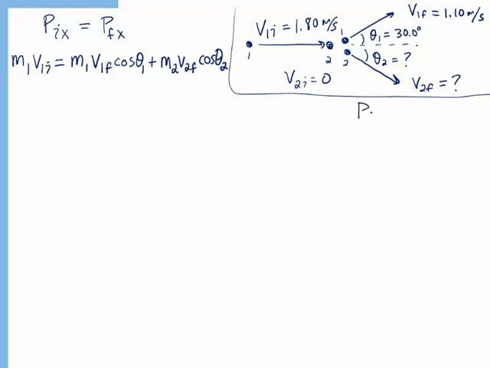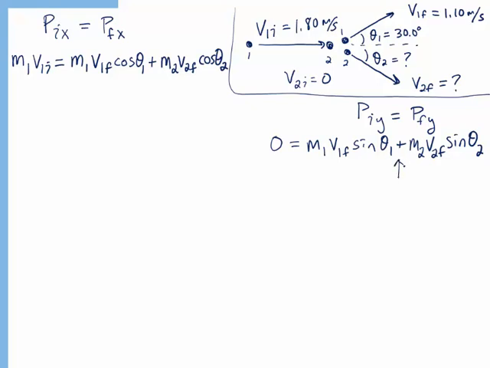In the y direction, we have piy is equal to pfy. There is no initial momentum in the y direction. After the collision, object 1 has momentum m1 v1 final sine theta 1, and then object 2 has momentum m2 v2 final sine theta 2. And again, I'm putting plus here. The fact that that term overall is going to be minus comes from the fact that theta 2 is going to be minus, and so that should come out of my solution. Okay, those are our two equations.